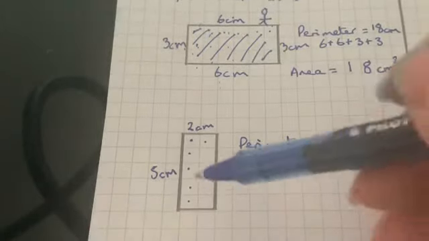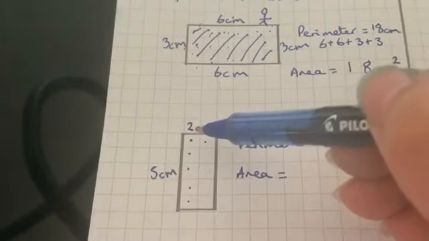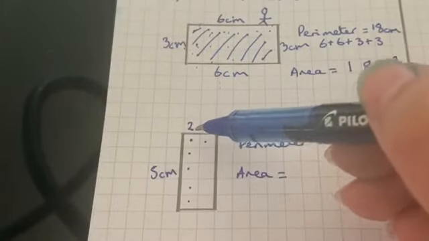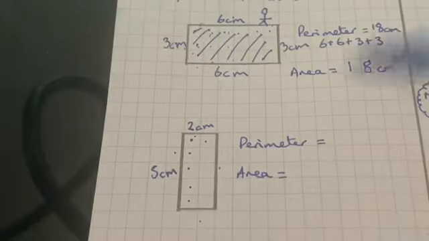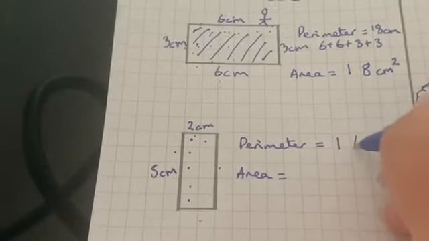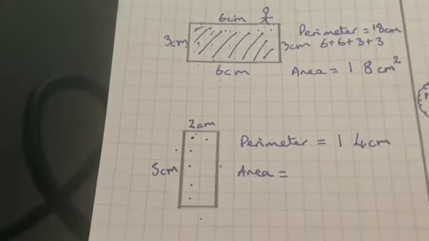There's another way we could work it out. We can do 5 plus 2 is 7. And we know because there are 2 of these sides and 2 of these, we're going to do 7 times 2, which is still 14. Or you might have done 5 times 2 is 10, 2 times 2 is 4, and then add them together. Whichever way you do it, you still get 14 centimetres.